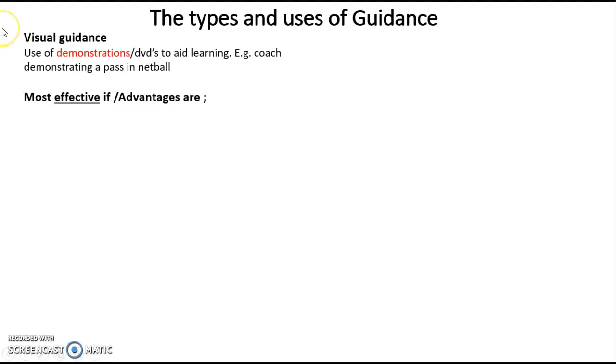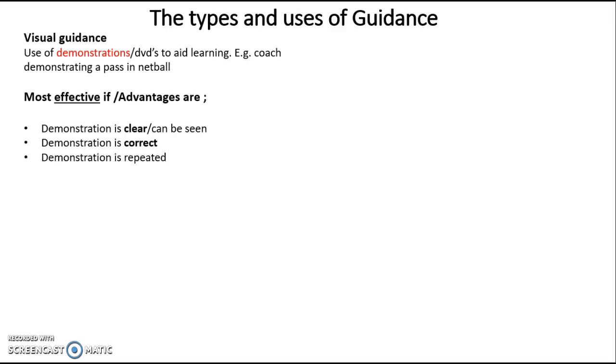So it's most effective if the demonstration is clear, so the whole group can see what the coach is demonstrating. Secondly, the demonstration of visual guidance is most effective if the demonstration is correct. Okay, it has to be correct. We'll have a look at that and analyse that a little bit when we look at disadvantages. It must be repeated a couple of times just to make sure you can get that reference point in the brain. And then finally, it's most effective if it's combined with verbal guidance. So you're giving a demo, but you're also giving some coaching points alongside it.